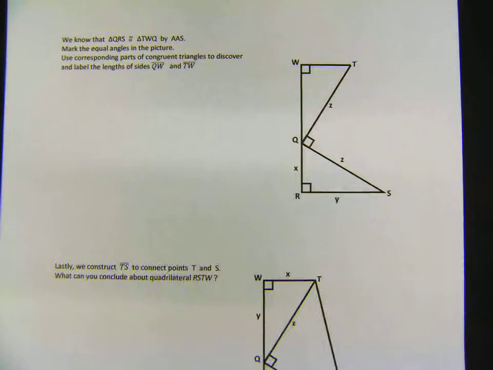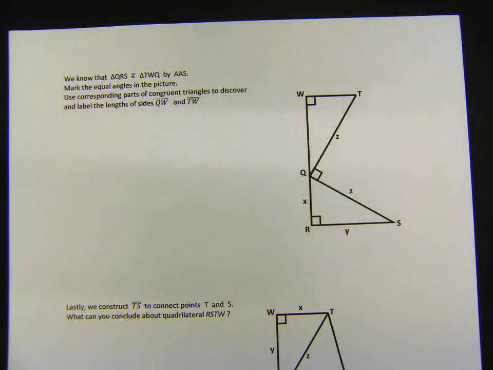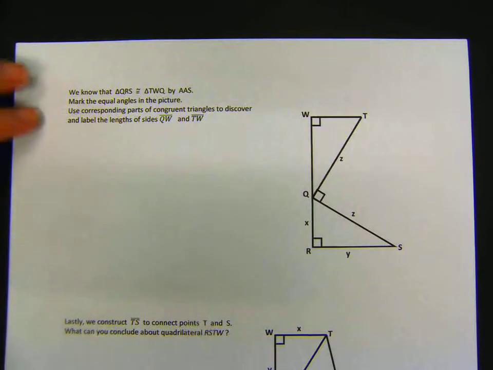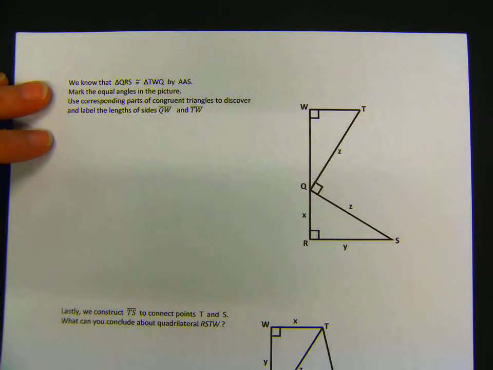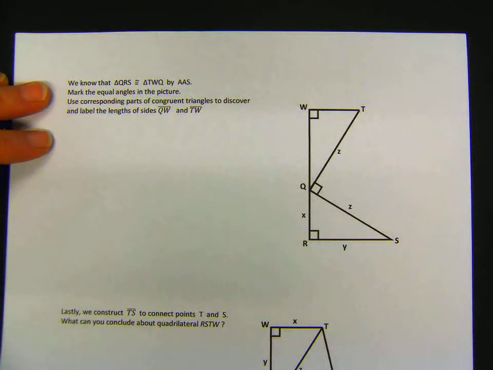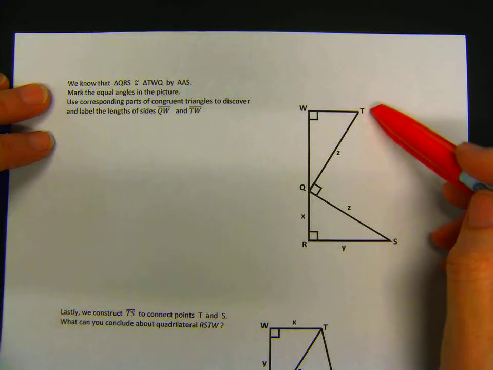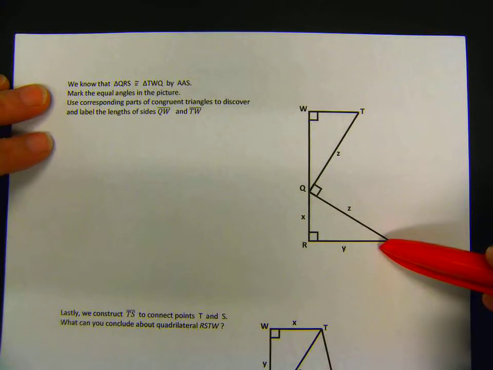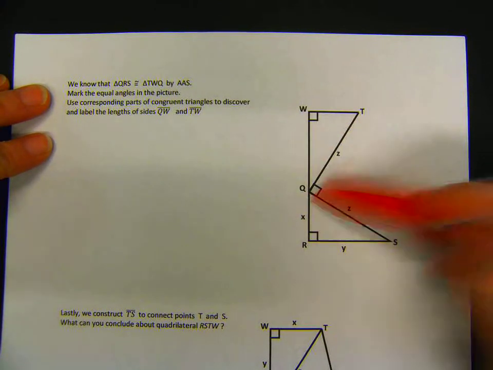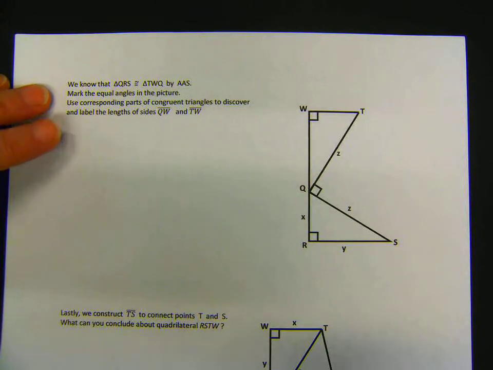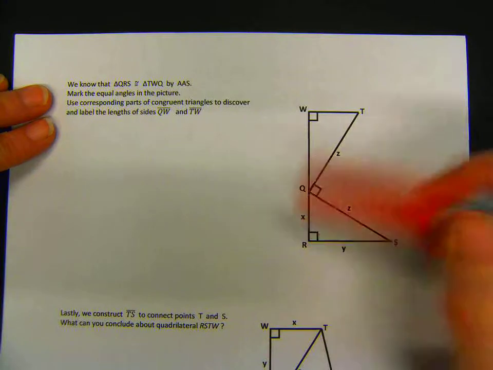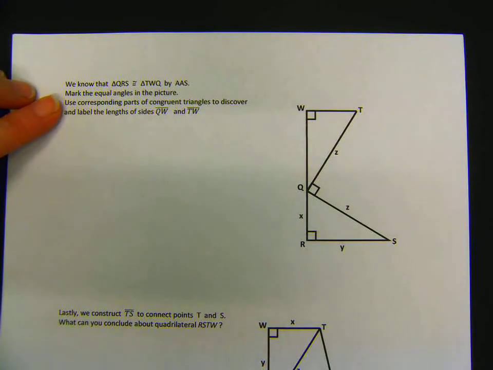Back side of the notes handout, or if you don't make this a handout, you could have them watch, but I think it's kind of nice for them to have it right in front of them. We know that triangle QRS is congruent to triangle TWQ by angle side. Mark equal angles in the picture. Okay, so let's see what equal angles we have. QRS is congruent to TWQ by angle side. So let's figure that out. I see that they both have right angles, so those are equal. And now I need the other equal angles.